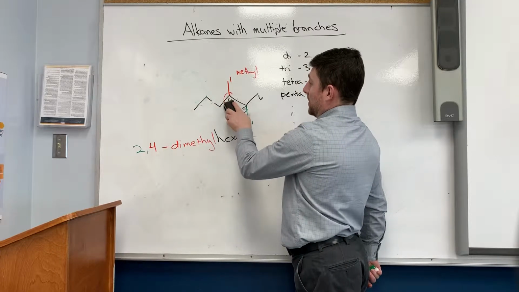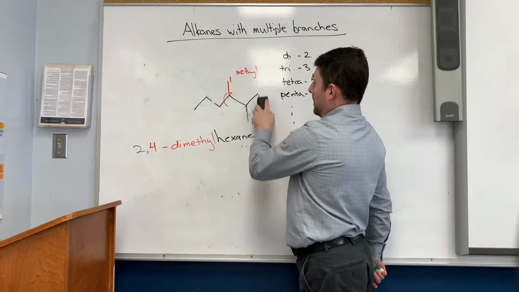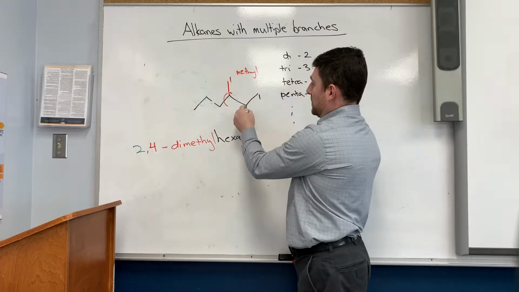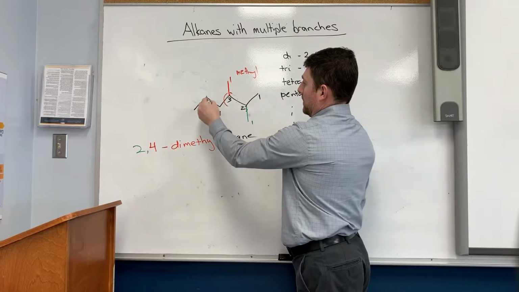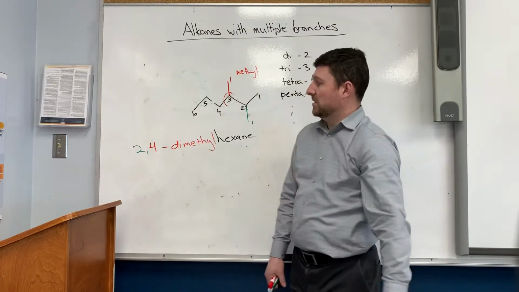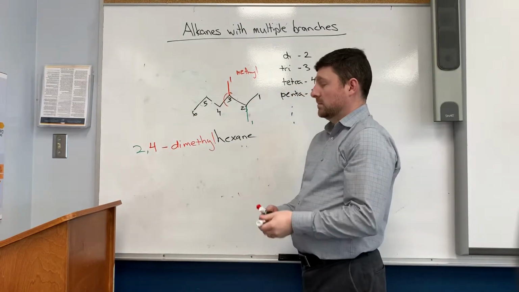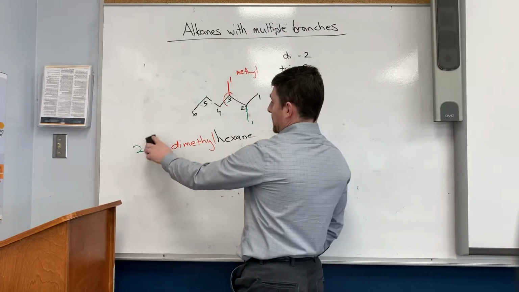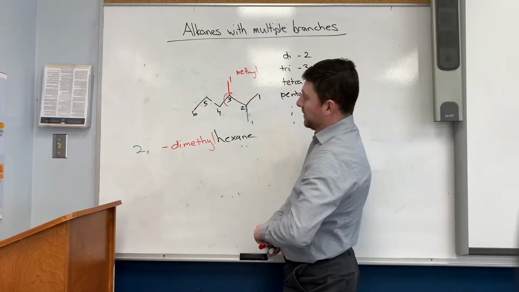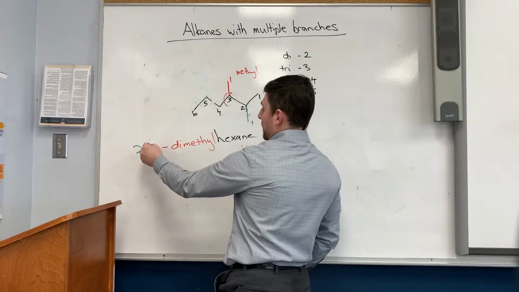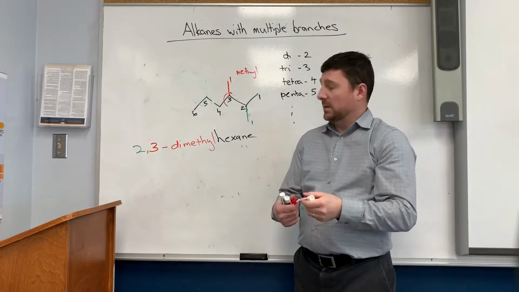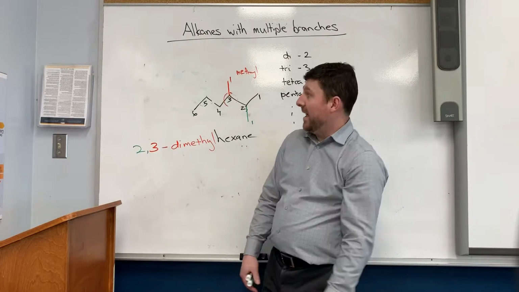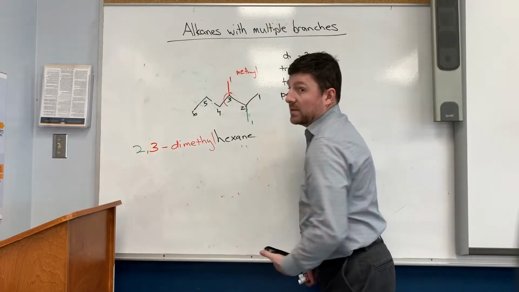Because I'm not going to name it 4, 5. I'm actually going to name it 1, 2, 3, 4, 5, 6. I'm going to name it 2, 3 dimethyl. Excellent. So this is now going to be 2, 3. The red methyl group is on carbon 3. So now it's 2, 3 dimethylhexane. And there's even another possibility.